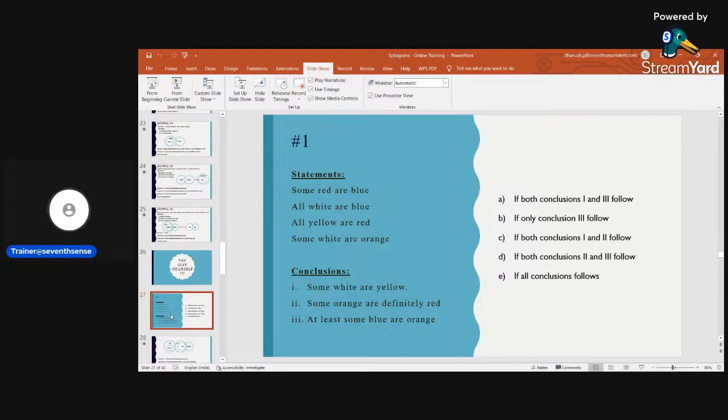Let's just solve this and tell me the answer. If anybody gets the answer, just put it in the chat box. Let's verify whether your answer is true or false.